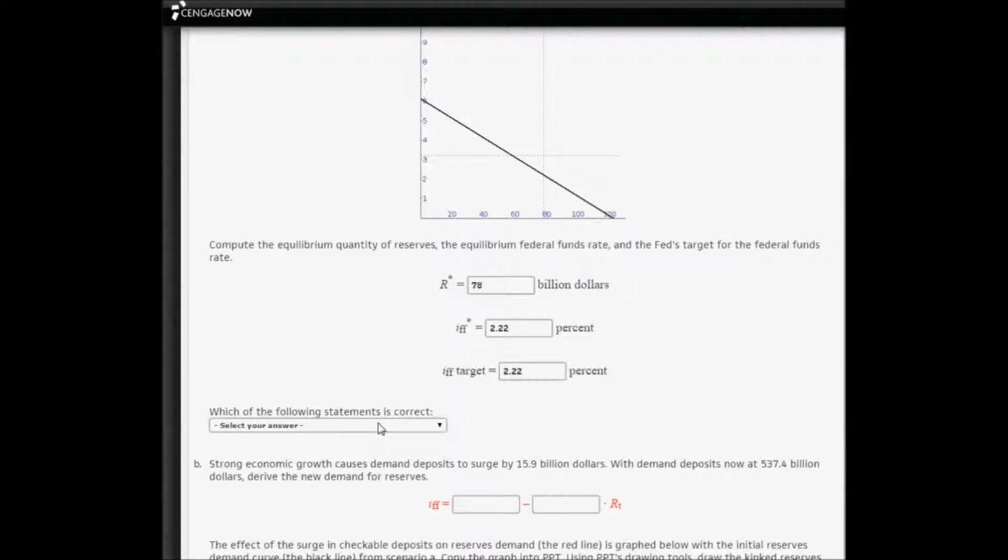Which of the following statements is correct? The equilibrium federal funds rate is equal to its target. That is true. The federal funds market is in normal mode. That is true. So C and D are not correct. So A and B are true.